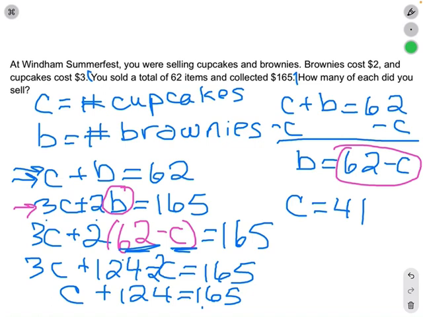Then I know, I'm going to change colors. This is the back substitute part. I know that 41 plus B is equal to 62. So that means B is equal to 21. So for this problem, I sold 21 brownies and 41 cupcakes. That's it. So you solve it the same way.